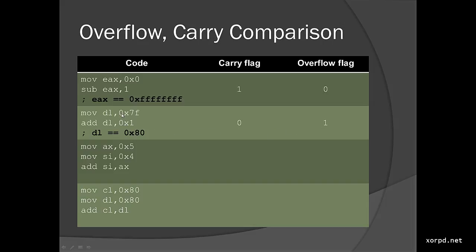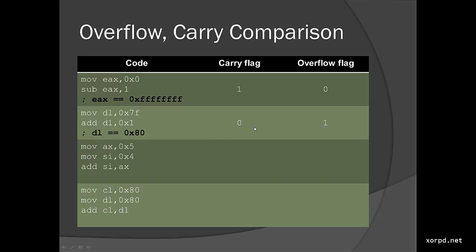We actually didn't have any kind of unsigned overflow here. This number is of size 8 bits, and this number is also of size 8 bits. We added those two numbers, and the result actually fits inside 8 bits. So we don't have any kind of overflow here, and the carry flag is cleared.